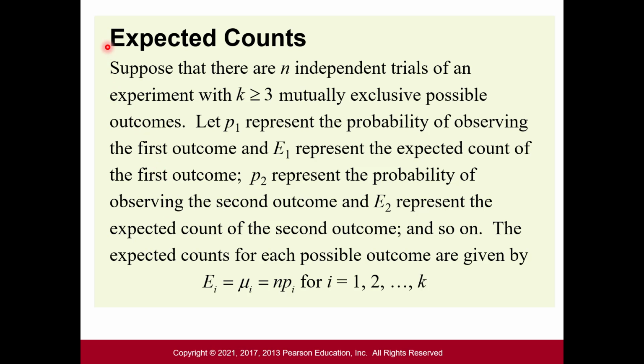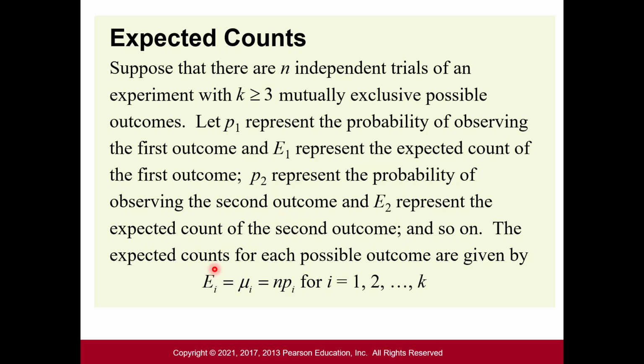All right, so now let's talk about what's called an expected count. We need this because it goes into our formula that we're going to use for our goodness of fit test. So suppose that there are n independent trials of an experiment where there are 3 or more mutually exclusive outcomes. Then p sub 1 is our probability of observing the first outcome. E sub 1 is the expected count of that first outcome. Outcome 2, we use a subscript 2, and outcome 3, subscript 3, and so on.